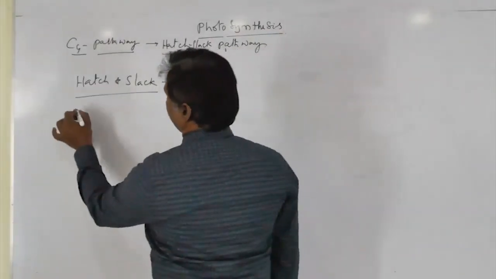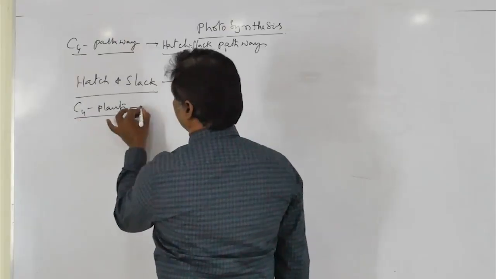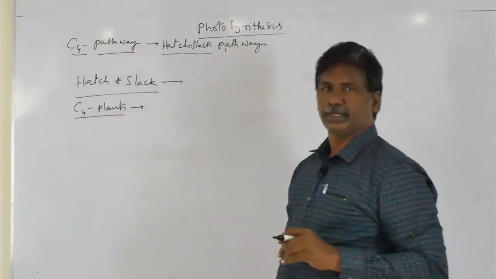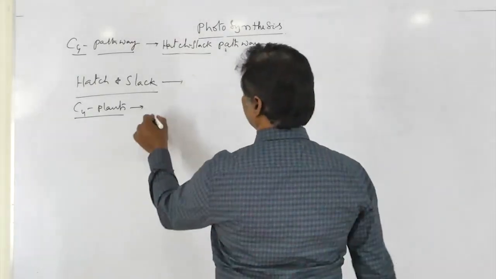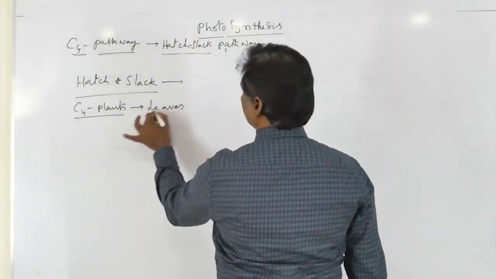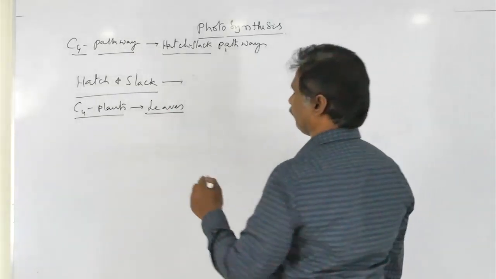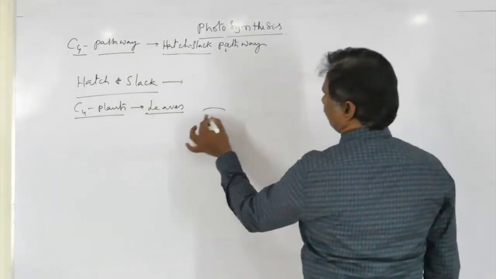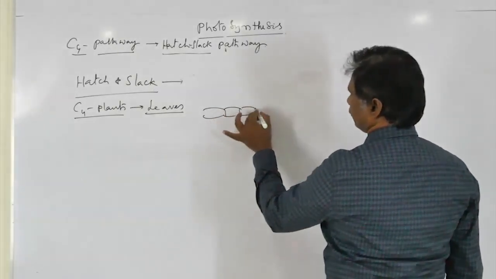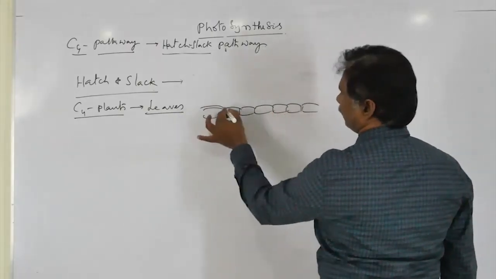So those C4 plants can show some special features in their photosynthetic carbon reduction, especially in their leaves. So you can see the internal structure of the C4 plant leaf. When we are observing that leaf structure, this is the upper epidermis, covered with cuticle.